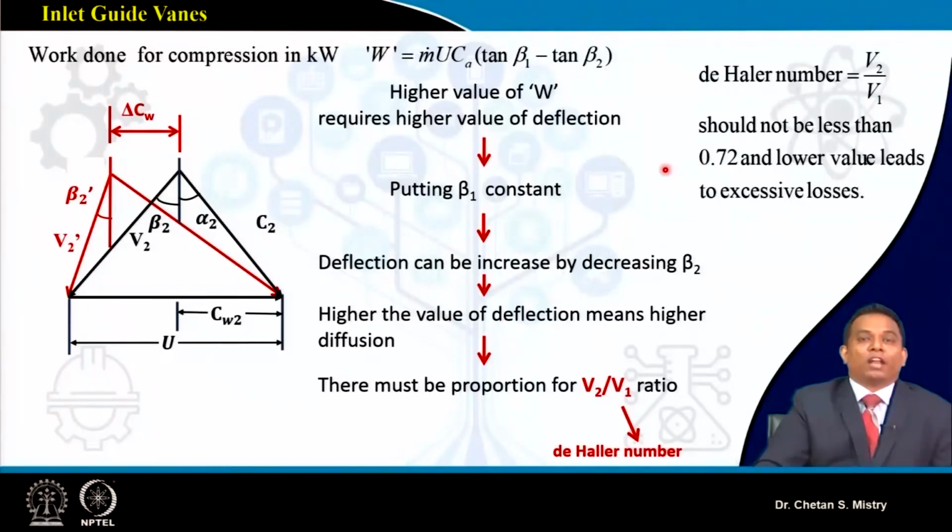So now you can understand, for the design we have introduced our first parameter, that is diffusion factor. We have introduced our second parameter, that is degree of reaction, and today we have introduced our third parameter, which needs to be considered, and that is de Haller's factor or de Haller's number.